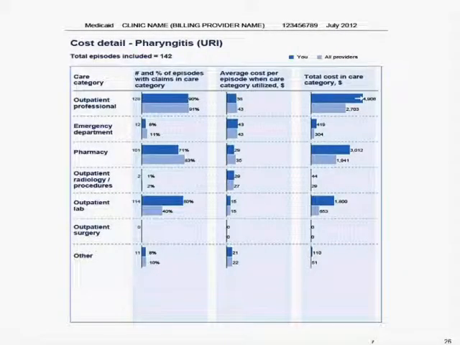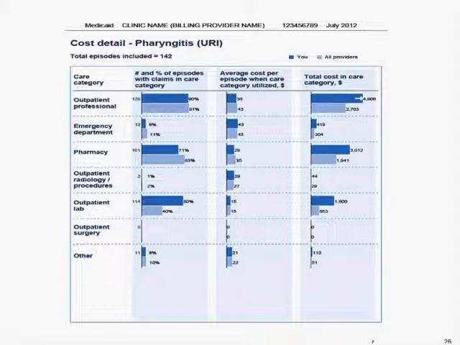The next section is the cost detail. This page provides a detailed look at your cost and the average cost of all other providers. Care categories list all categories of service that make up an episode. So you see you've got outpatient, professional, pharmacy, anything that makes up the pharyngitis episode.